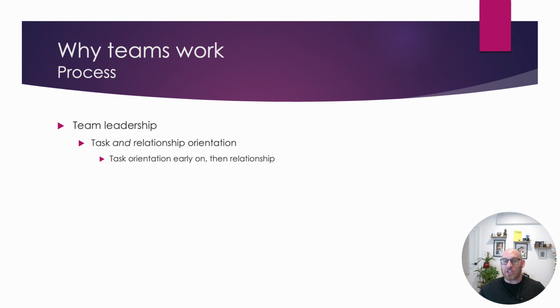Now, at the early stages in the team life cycle that we discussed in the first part of this series, the most successful leaders were task-oriented. They created a clear mission, vision, and goals. They set expectations and commitments. They clarified responsibilities of individual team members.